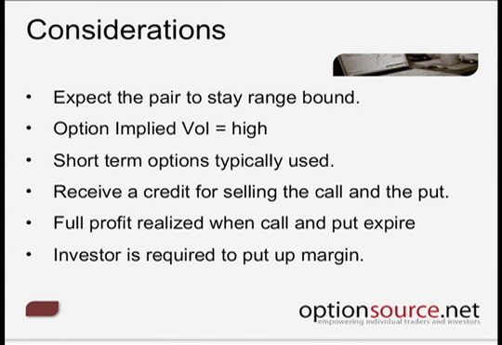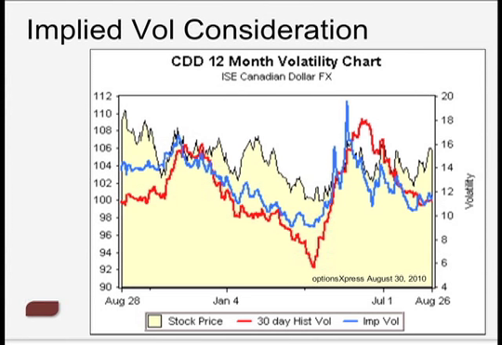So if we take a look at an implied volatility chart here on the CDD, and consider whether or not it's appropriate to apply a short strangle here, we can see that this would be an ideal time to sell those option contracts.